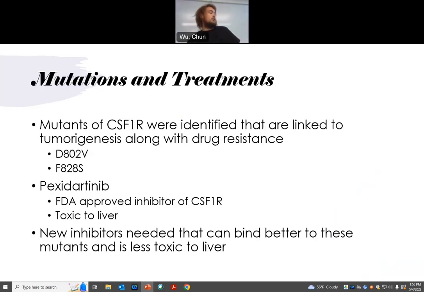So the two mutants that were used in this were D802V and then F828S. These were linked to the tumorigenesis of the cancer, but also they show drug resistance to the FDA-approved drug, which is Pexidartinib. It's FDA approved for the inhibition of CSF1. It's toxic to the liver. So basically, we're looking for new inhibitors that bind better to the mutants and are less toxic to the liver.